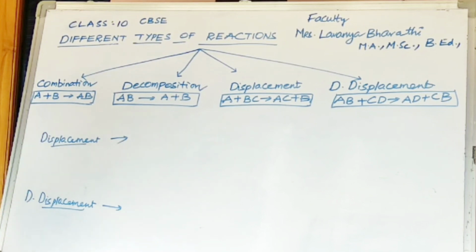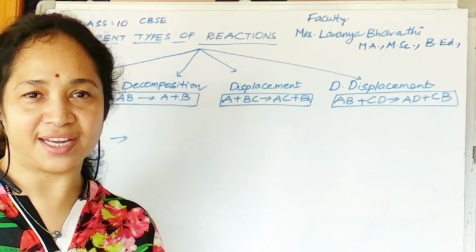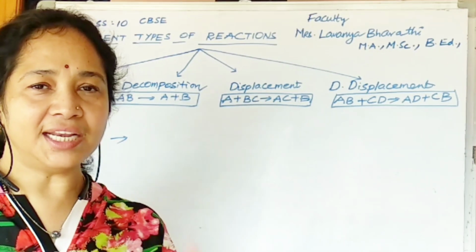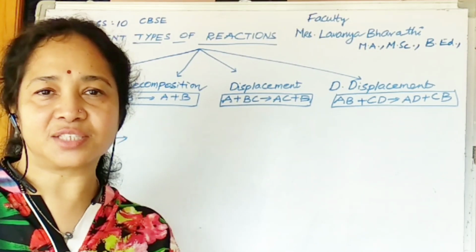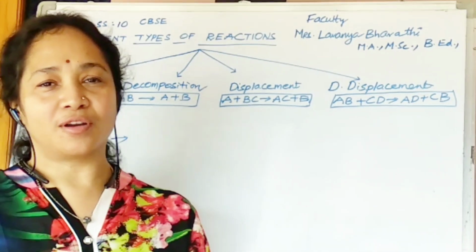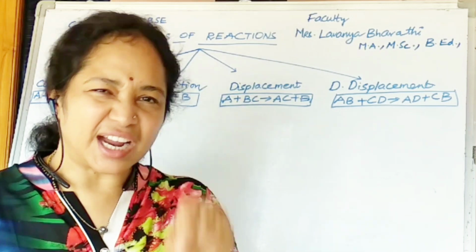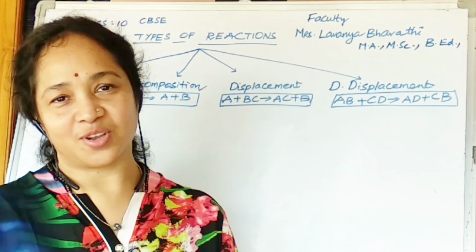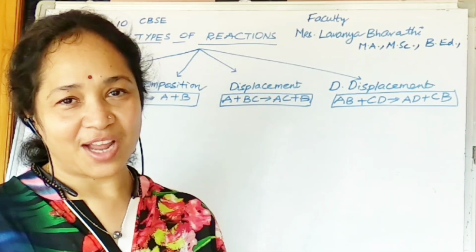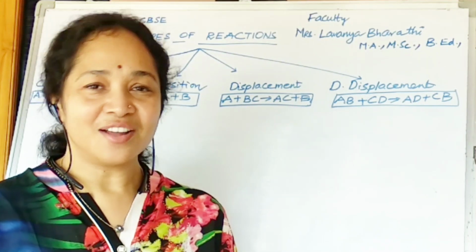Now, displacement. The third type of chemical reaction is displacement. Here, as I told you, a highly reactive element always displaces a less reactive element. The best example I'll be discussing is putting an iron nail in a copper sulfate solution. So in 7th standard you have learnt, when you drop an iron nail in copper sulfate solution, what happens?